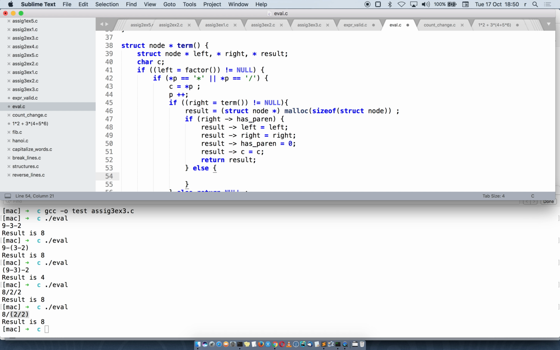So actually, we don't have to put anything into a temporary location, right? What we're going to do is result left equals result dot right. Result, let's do it in order. Left equals left.